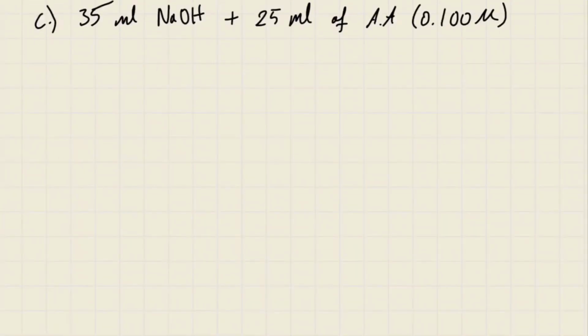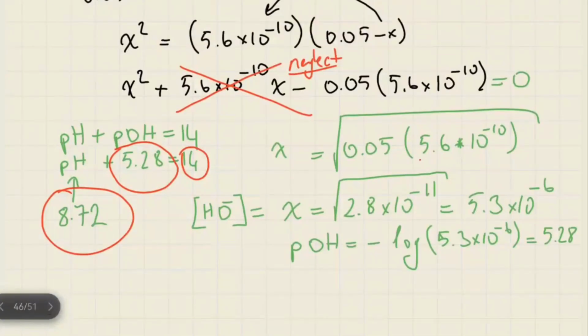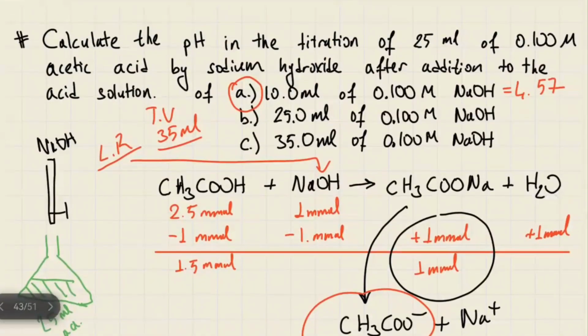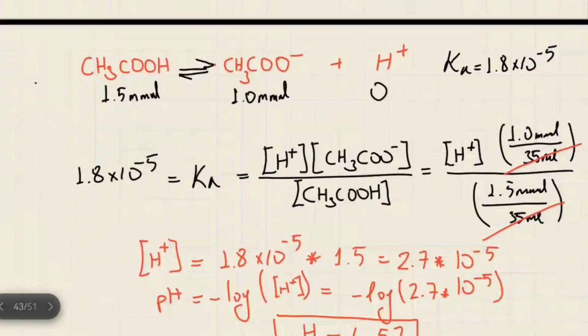So what if we exit the equivalence point? So we have sodium hydroxide, but we exit the equivalence, then what will happen for the pH? So here it was 5.28, and I want to calculate number C.